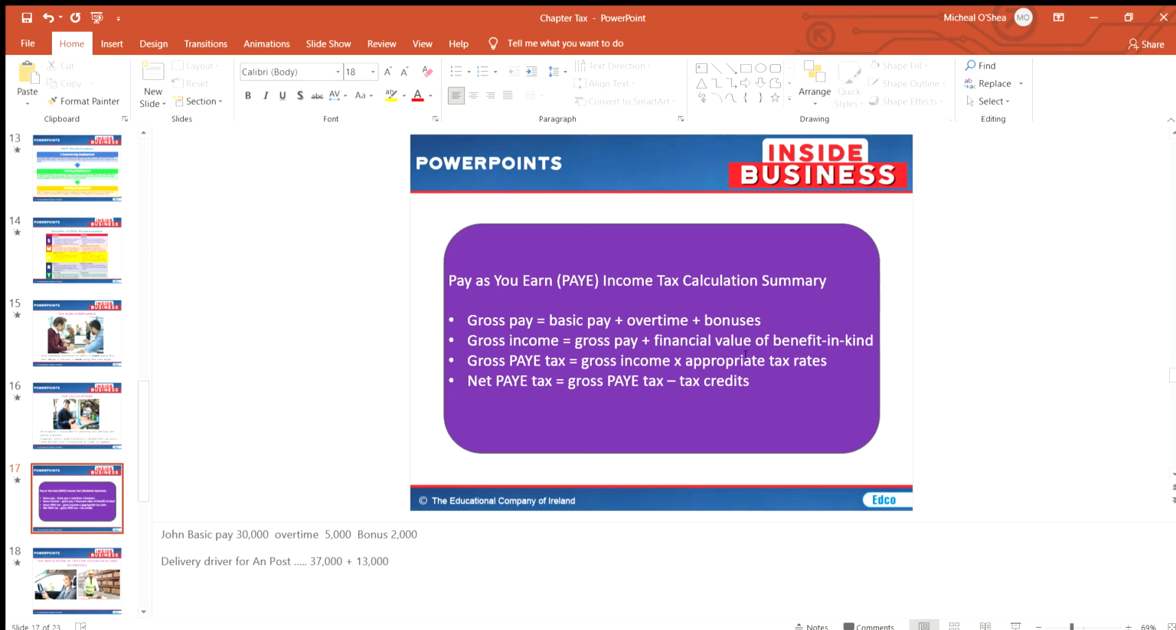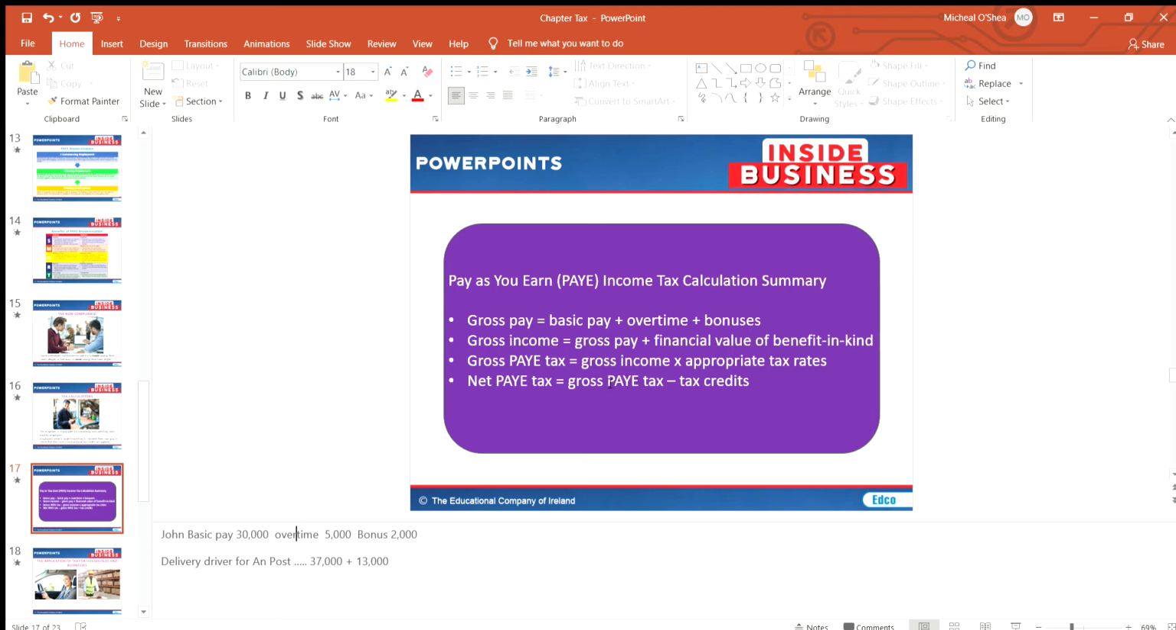These are benefits in kind given to you, and obviously we're just estimating the financial value. So let's say we estimate the value of the van to be 13,000 euro. So he gets this van for 13,000, and he also had a total gross pay this year of 37,000. If we add up his gross pay, which we got above, and the value of his van, we now have his gross income. So that's his gross income. Now when we're calculating his tax, we'll multiply his gross income by the appropriate tax rate. His gross income is 50,000. Some of that will be taxed at the lower rate, some at the higher rate. So we'll multiply it by the appropriate tax rates, and then we'll have his gross PAYE tax.